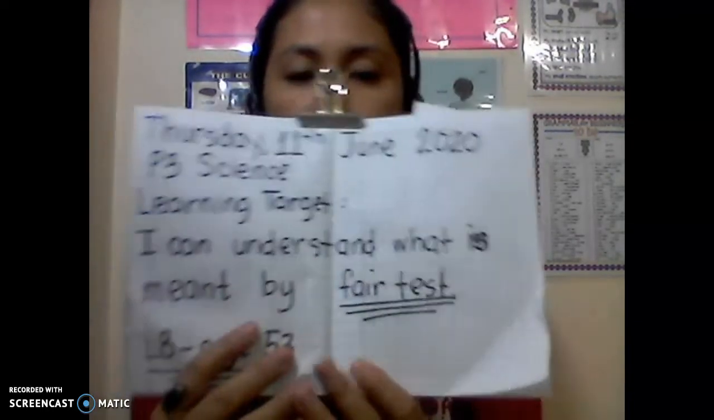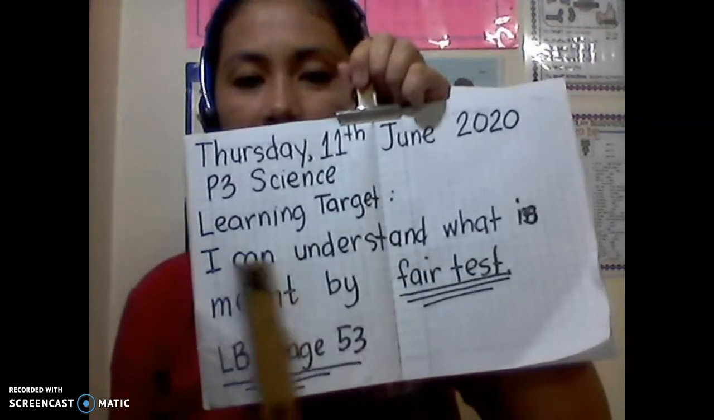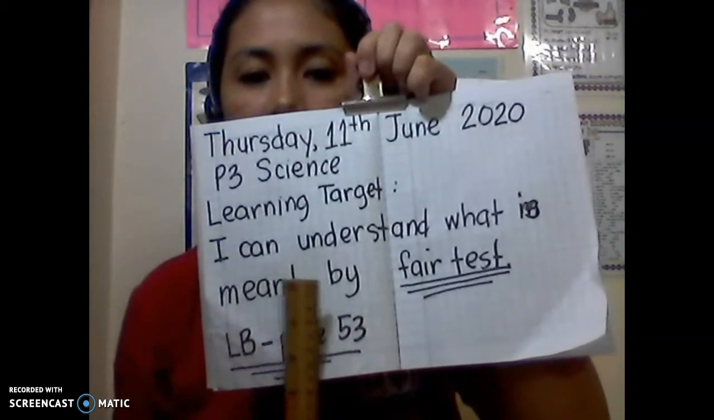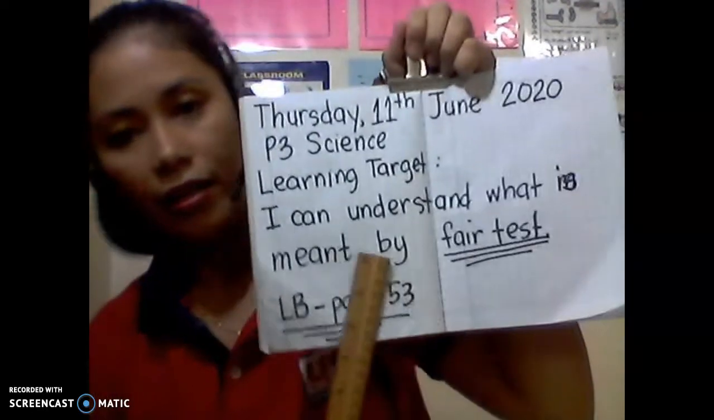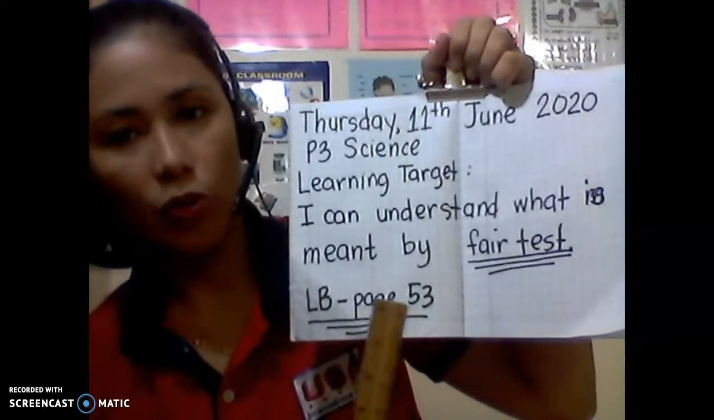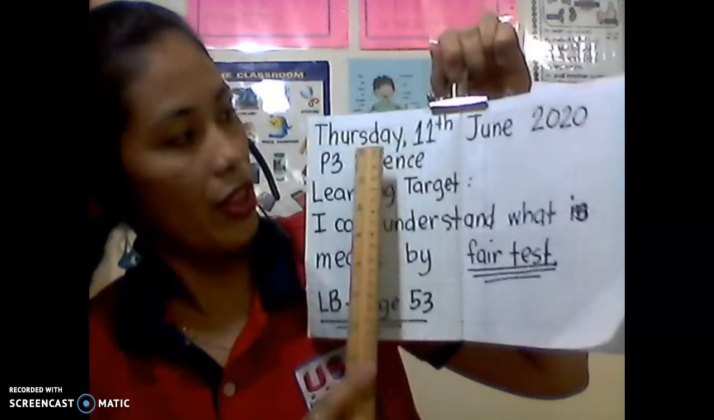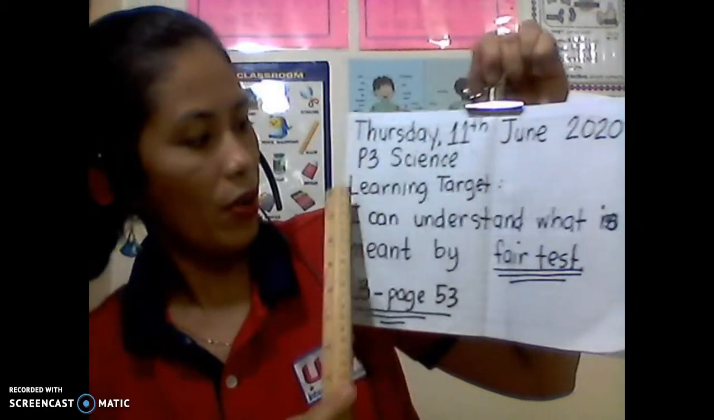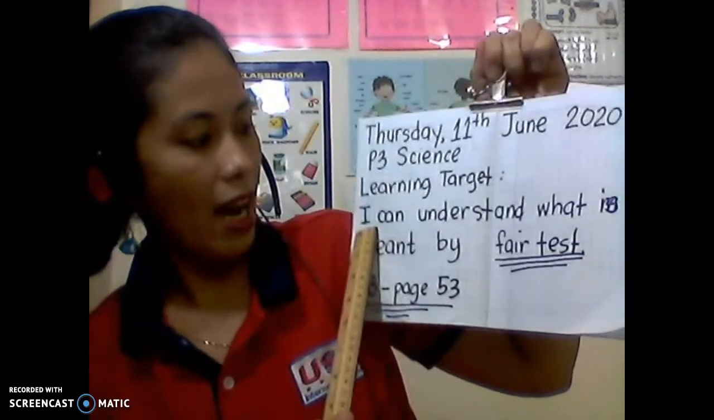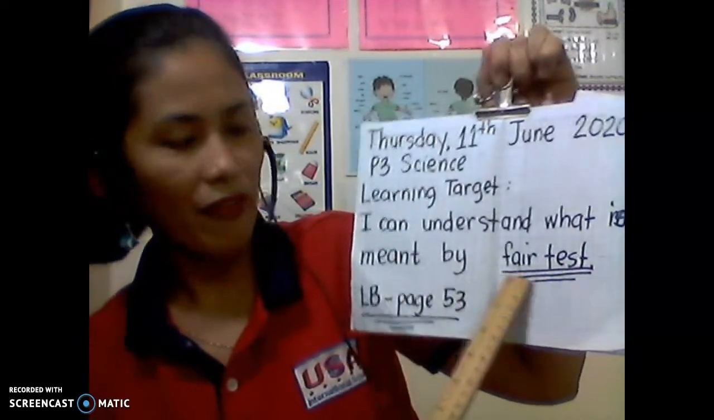So our learning target for today, I'm just going to hold it. Our learning target for today is: I can understand what is meant by fair test. Let's read it one more time. Today is Thursday, the 11th of June 2020, and our learning target is that I can understand what is meant by fair test.